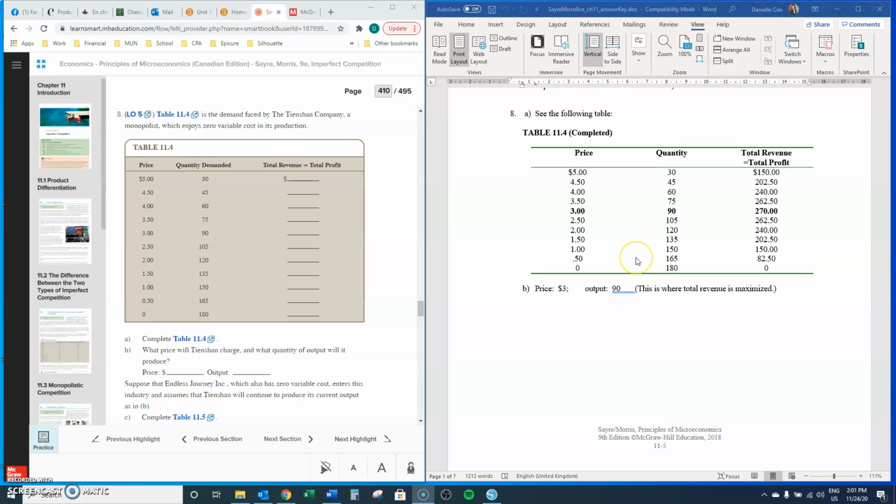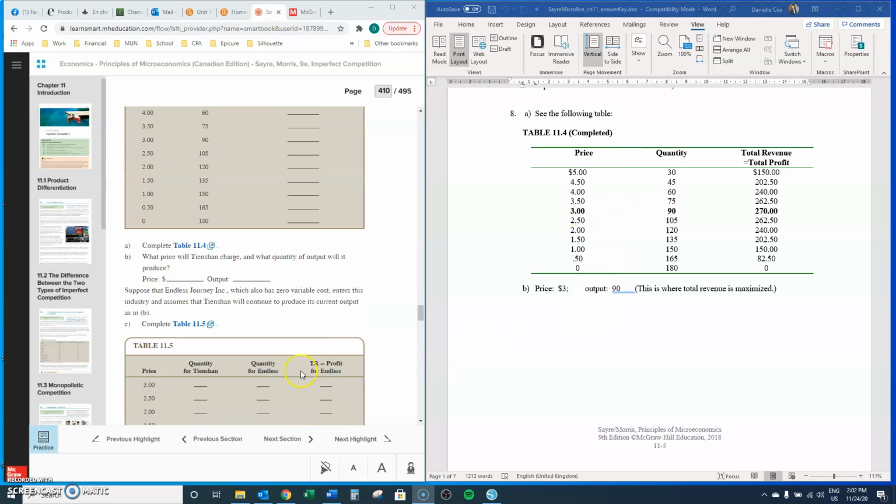Then in part B, what price will they charge and what quantity will it produce? So they're going to produce where they maximize their revenue. That is the highest point here of 270, and that corresponds to a price of $3 and a quantity of 90. Then we are told another company is coming in.